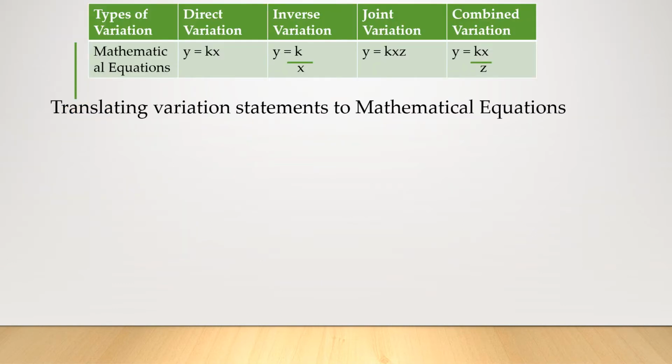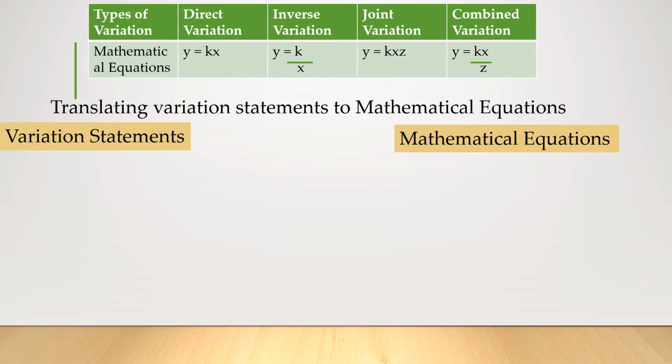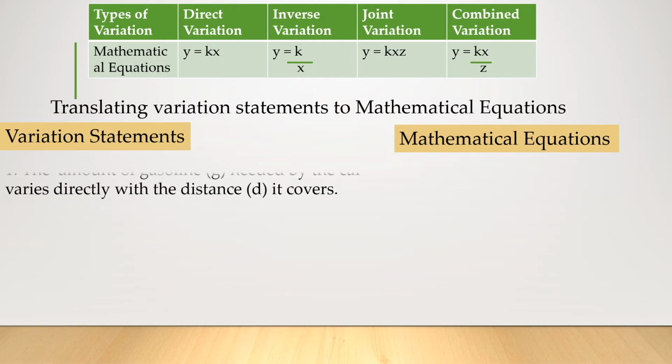Now we're going to translate variation statements to mathematical equations, and we are going to have some real life problems. So the variation statements are here, and on the other side, the mathematical equations. So let's have number one. The amount of gasoline needed by the car varies directly with the distance it covers. First, you need to identify the quantities here. It can be two or more.